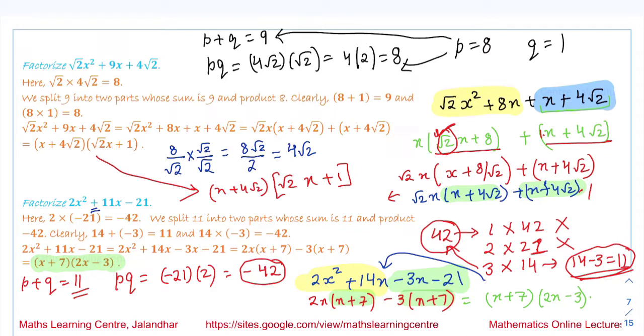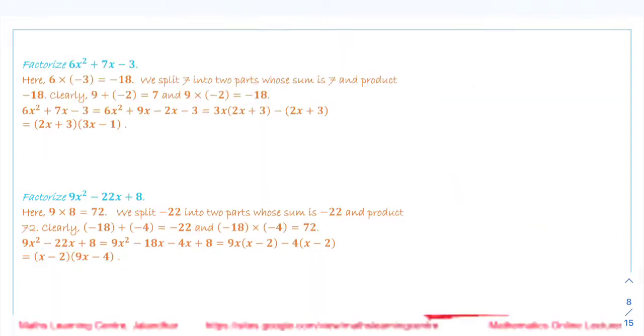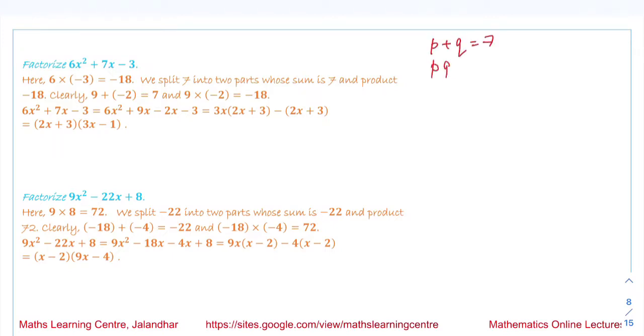Now in the next question it is 6x square plus 7x minus 3. What we see from this is that p plus q should be 7, and p into q should be 6 into minus 3, that is equal to minus 18. So what factors of 18 will work here? It is 9 and 2, because it is negative, so a difference is there. So we write 6x square plus 9x minus 2x minus 3.